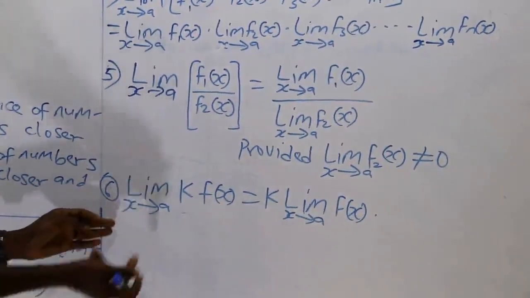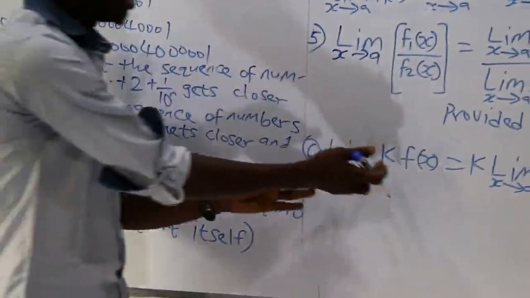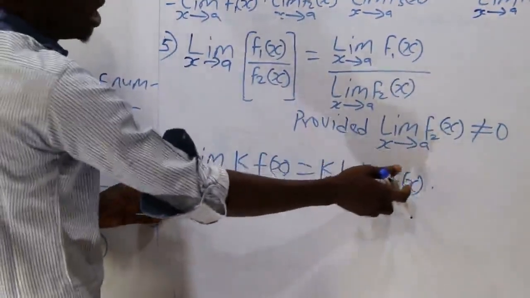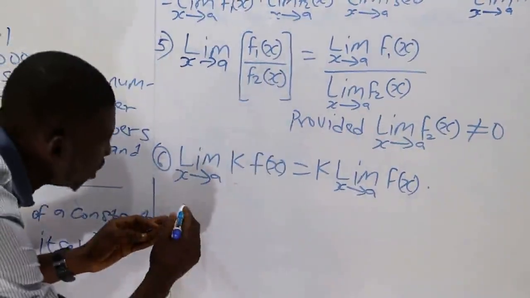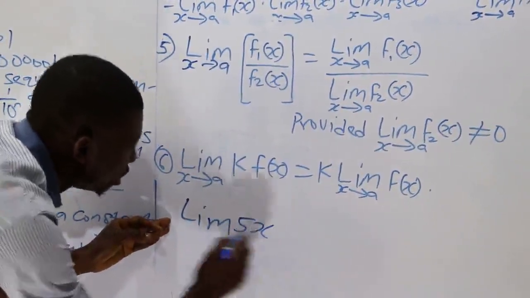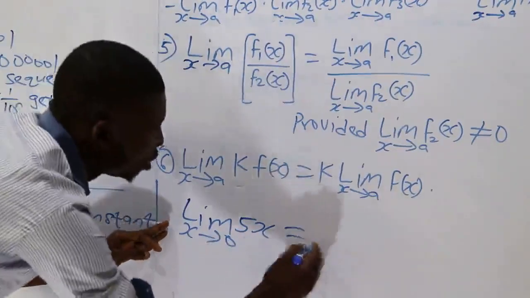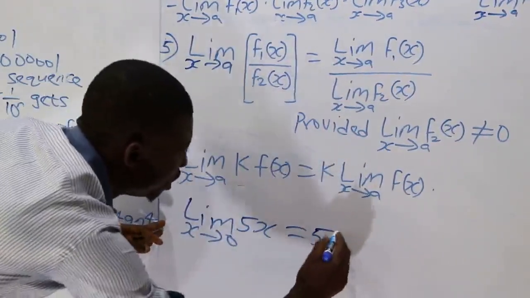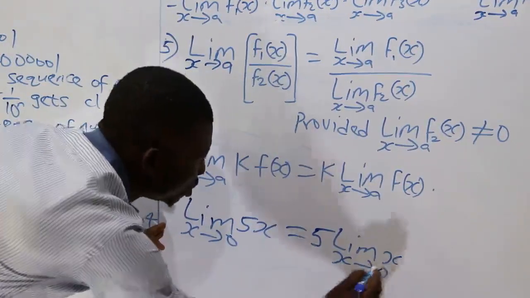Now the last property, the sixth property of limit. We are giving the limit of k f of x, and don't forget k is a constant. The limit of k f of x when x tends to a is equal to k times the limit of f of x when x tends to a. Example now. Let's assume you're given the limit of 5x when x tends to 0. Now, this 5 is a constant, so it will give us 5 times the limit of x when x tends to 0.